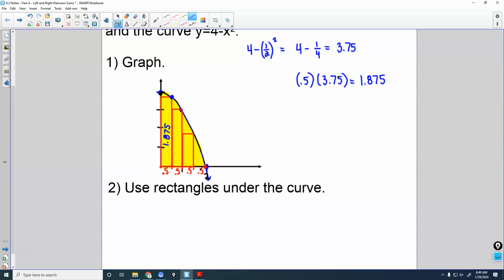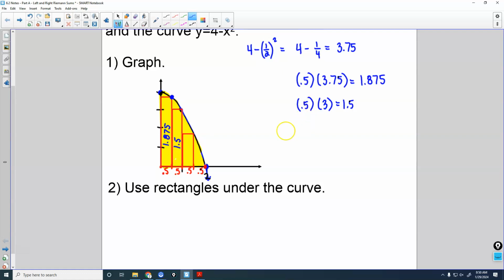What is the height of the second rectangle? It is 3. And if I plugged in 1, it is exactly 3, right? Because if I plug in 1, 4 minus 1 squared is going to give me 3. So for that second rectangle, I'm doing 0.5 times 3, which is going to give me 1.5. So that's the area of that second rectangle.